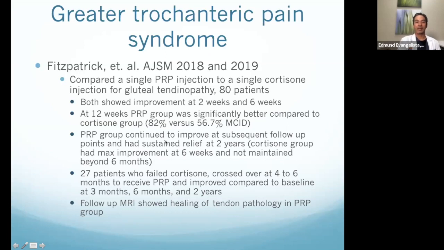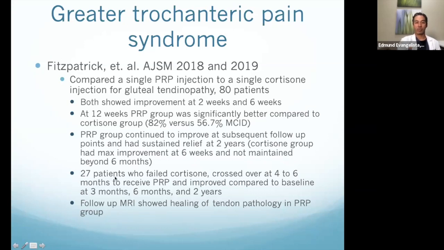And then as they continued to follow these patients, the PRP group continued to improve at the subsequent follow-up visits and had sustained relief at 2 years, whereas the cortisone group had maximal improvement at 6 weeks and did not maintain their improvement beyond 6 months. And that's what we see clinically. We see lots of patients who get these cortisone injections. It helps for a while and it wears off. It doesn't really heal the underlying problem, which is the gluteal tendon injury.